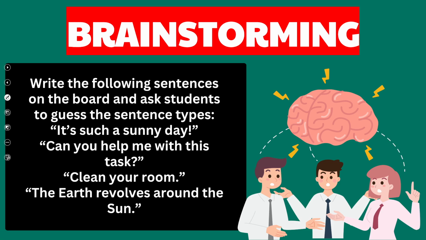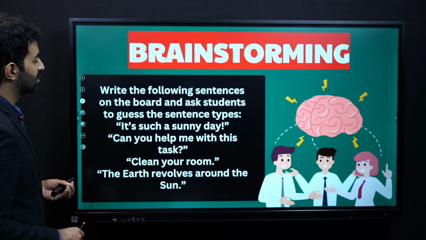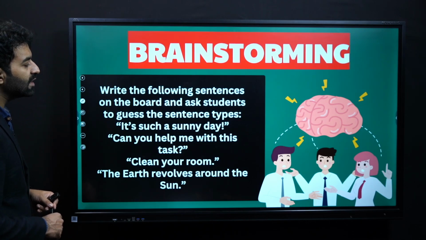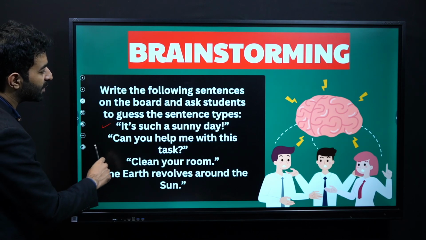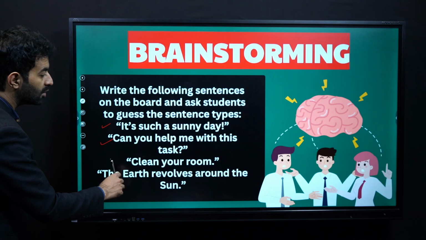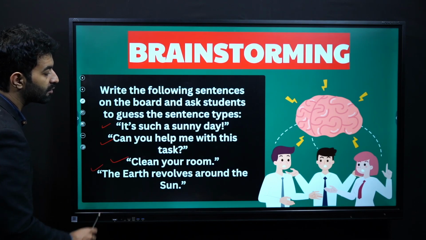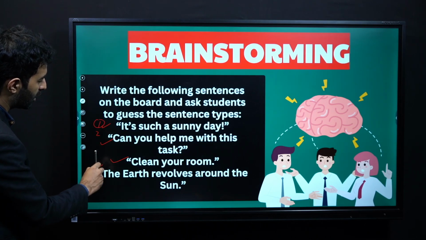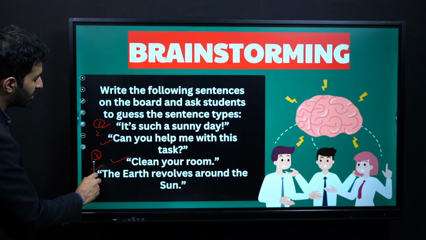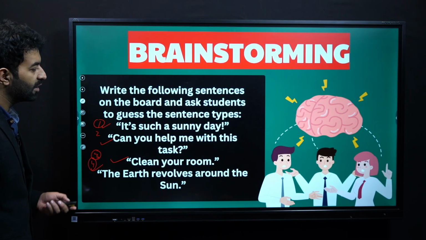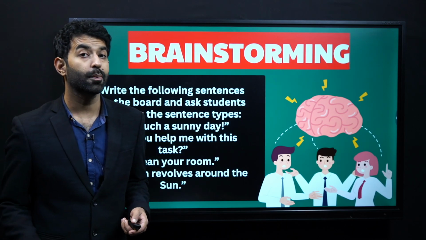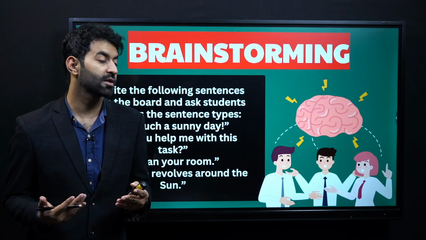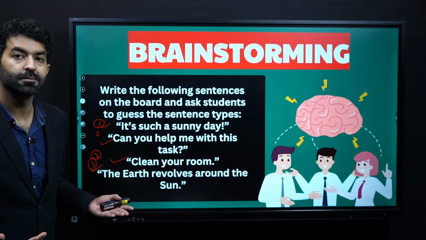Write the following sentences on the board and ask the students to guess the sentence types. It's such a sunny day. Can you help me with this task? Clean your room. The earth revolves around the sun. So we have 1, 2, 3 and 4 different types of sentences. Can you guess or use your prior knowledge and tell me or the class which type of sentence is "It's such a sunny day"?